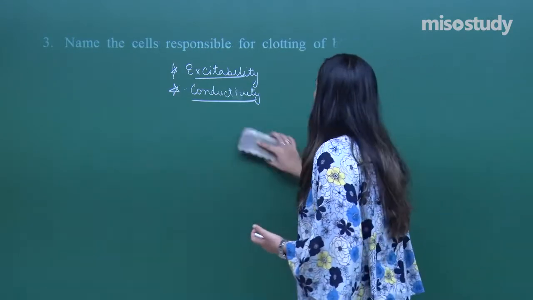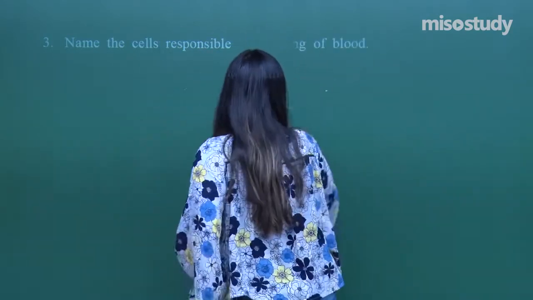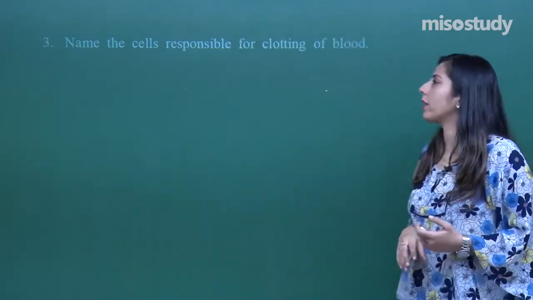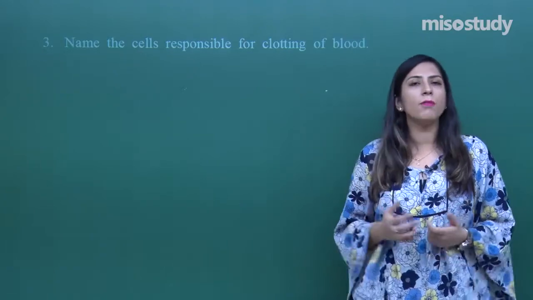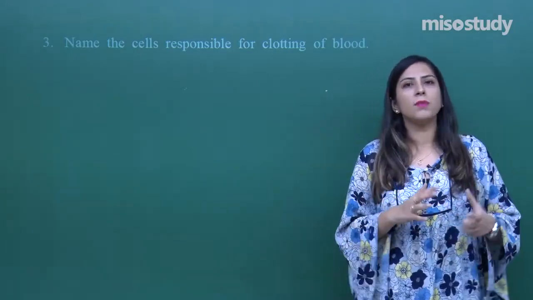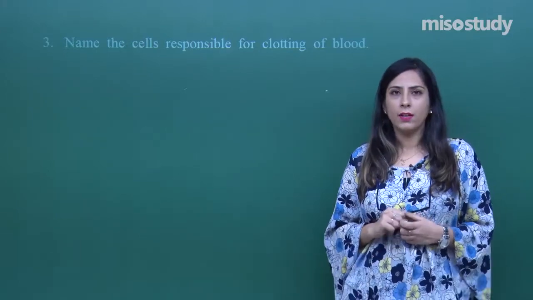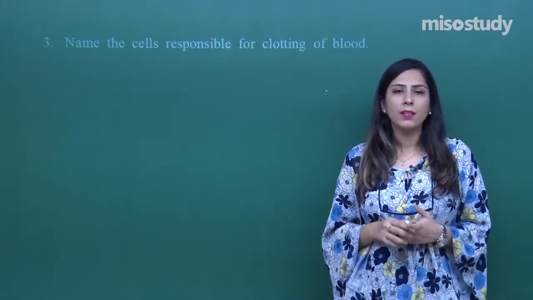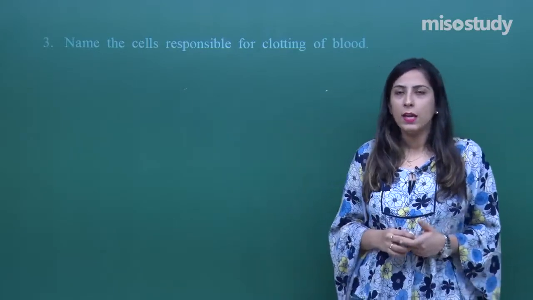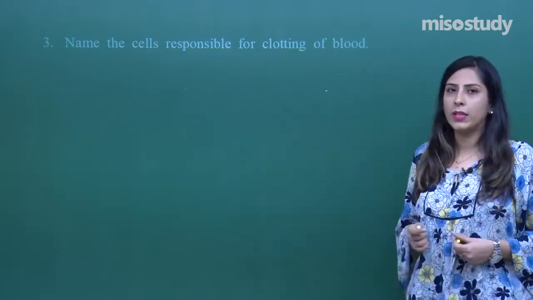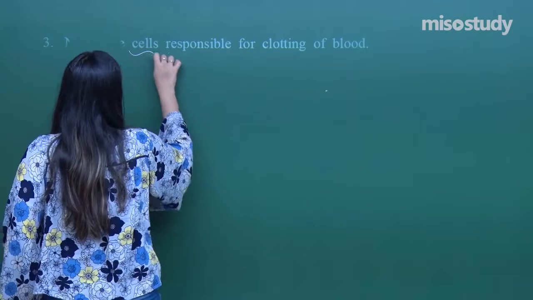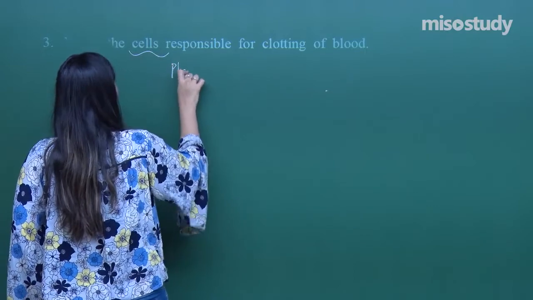Question number 3. Name the cells responsible for clotting of blood. Clotting of blood means whenever blood comes out from any wound, after some time the blood coagulates there. This is the property of blood. Otherwise, the blood will keep on flowing and ultimately the person will die. That means blood has to coagulate. And blood coagulates because of one special type of cells which are called platelets.